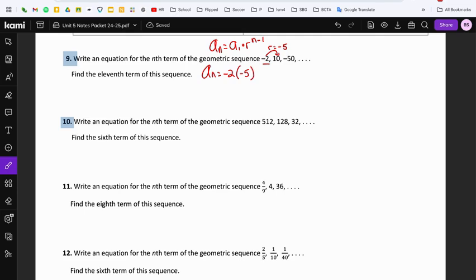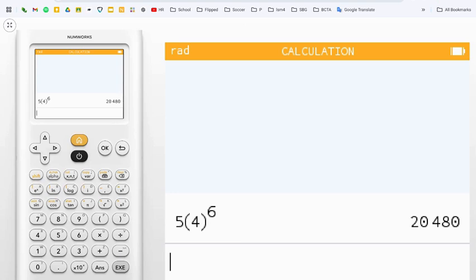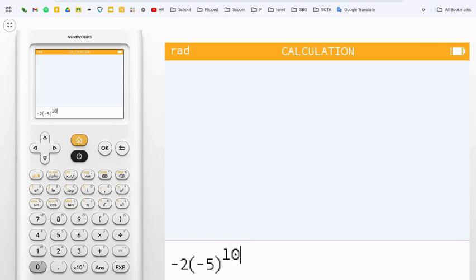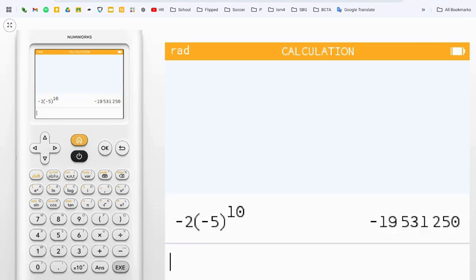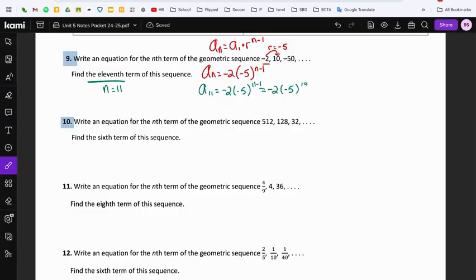So I can plug that in for my R value, and here's what it asks us for first. Then I can turn around and say, what's the 11th term? I can find a sub 11 by plugging in n is equal to 11 and get negative 2 times negative 5 raised to the 11 minus 1 power, or negative 2 times negative 5 raised to the 10th. And we can go straight to our calculator to do that. Negative 2, careful with parentheses, times negative 5 raised to the 10th power. And we get negative 19,531,250 as the 11th term.